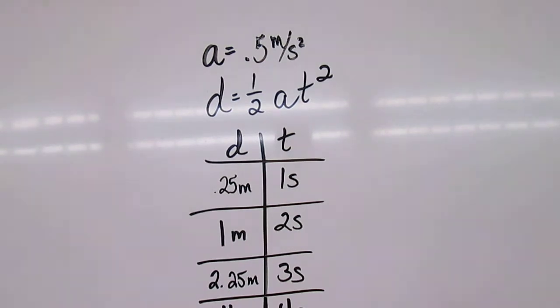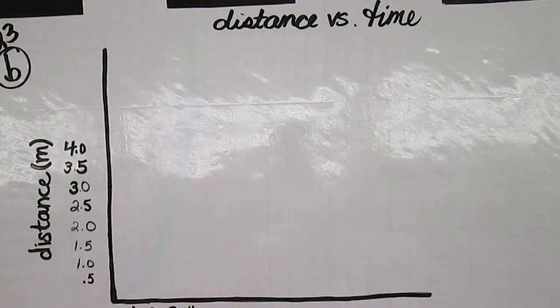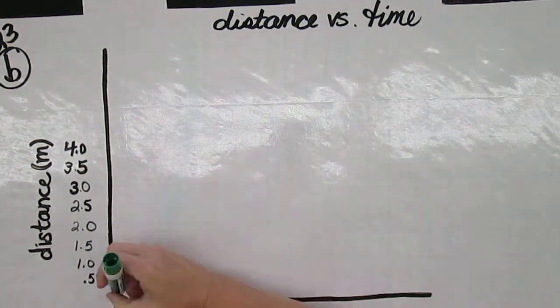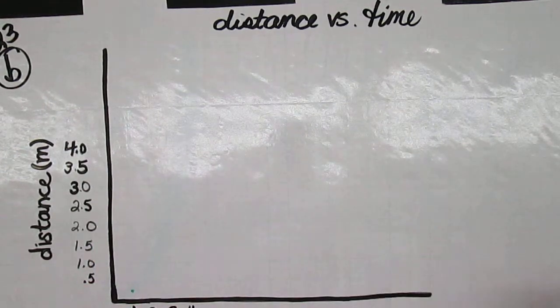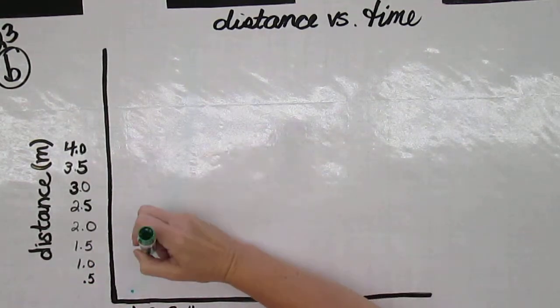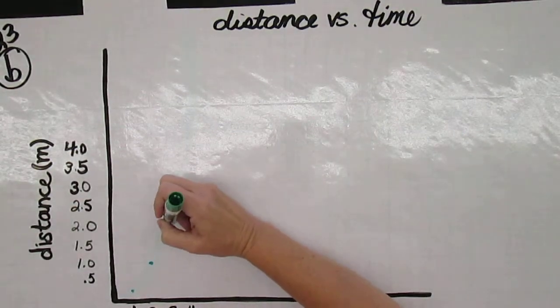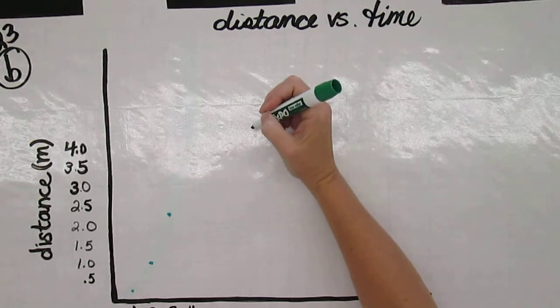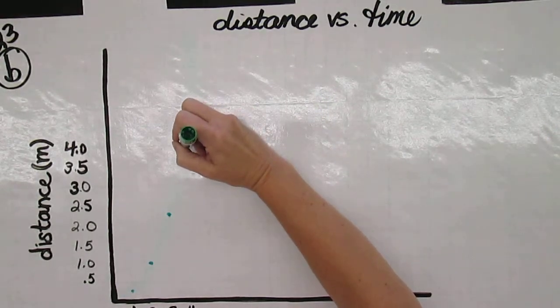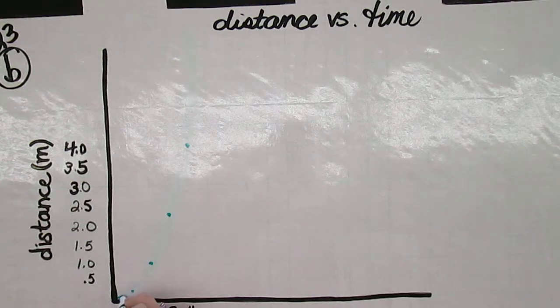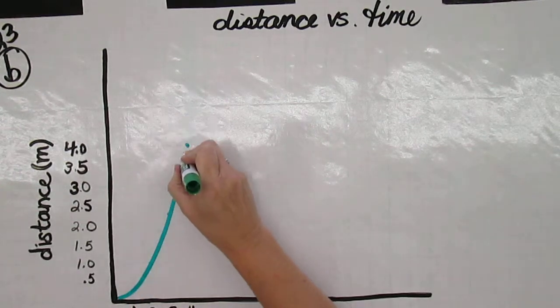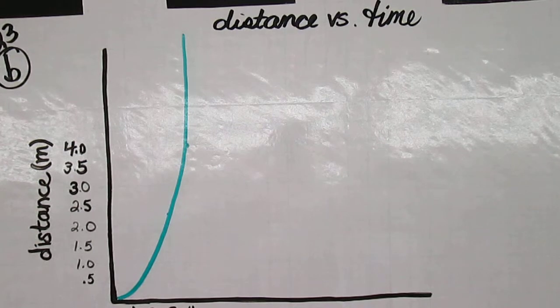Set up our graph almost exactly the same, obviously switching in distance. And then plotting our points. At 1 second we had 0.25 meters. At 2 seconds we had 1 meter. At 3 seconds, we had 2.25, and at 4 seconds, we had 4 meters. This time, our graph is a curve showing that there is a change.